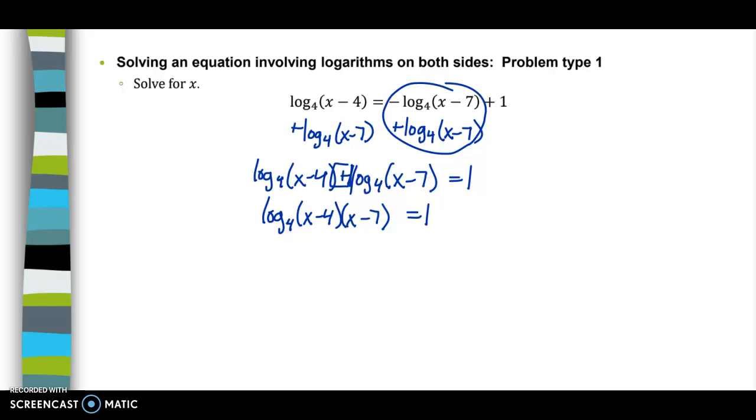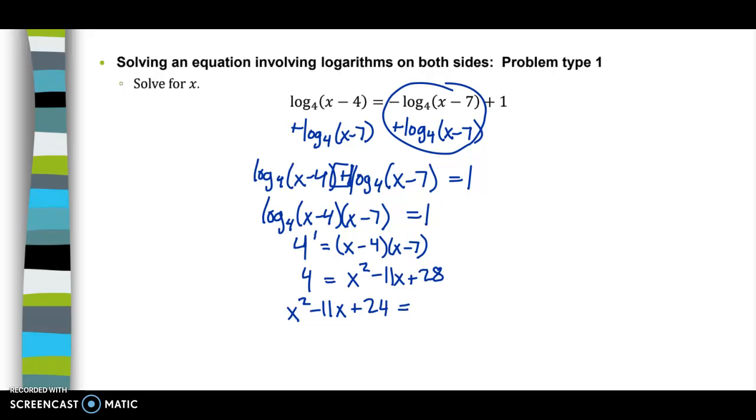Now, once we get a log all by itself, what do we do? We put it in exponential form. So this is 4 to the 1 equals x minus 4 times x minus 7. Or 4 equals, double distributing through, x squared minus 11x plus 28. Now in order to solve this for x, I need to subtract 4 on both sides. And I'll end up getting x squared minus 11x plus 24 equals 0.